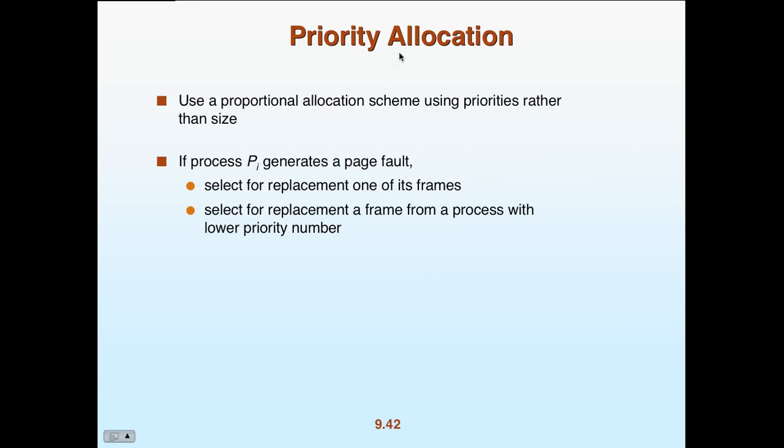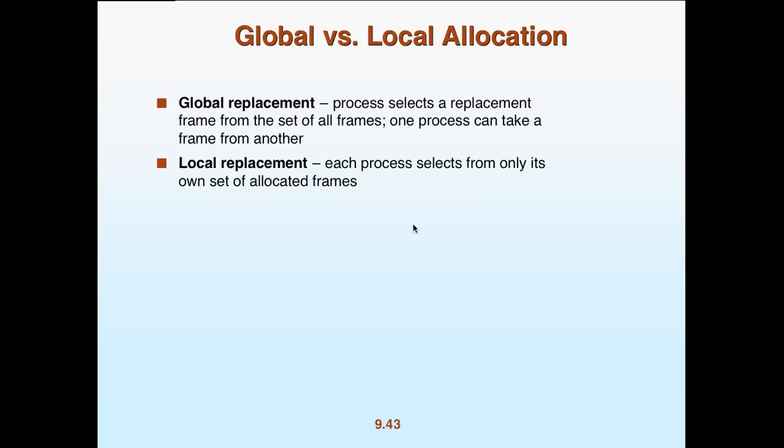Priority allocation. I basically described it a few minutes ago, but you use a proportional allocation scheme using priorities rather than size. And so we say kernel's got better priority, for example. So if process P1 generates a page fault, select for replacement one of its frames, or select a frame from a process with a lower priority number. So lower priority processes are freeing up their frames for higher priority processes that are running. That's usually how it actually works in a true operating system environment, because some things you have to have loaded. So you have to put a priority at one point.